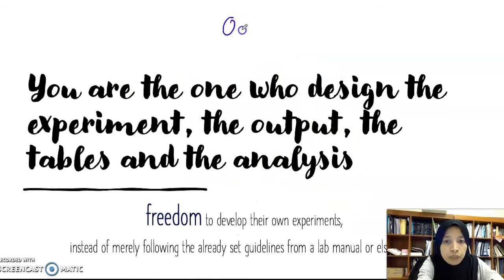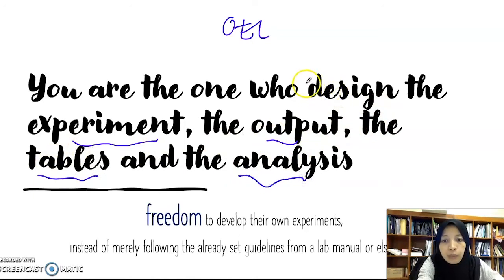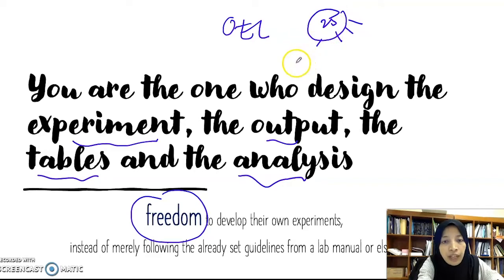When we call it an open-ended lab, you are the one who designs the experiment. You design the input. What is the output? What will the table look like? And how are you going to analyze the experiment or the simulation? You are given the freedom to develop your own experiment. We have 25 students here, and each of you will have a different type of op-amp, different type of gain, different resistor values, and a different graph for the output of the op-amp.